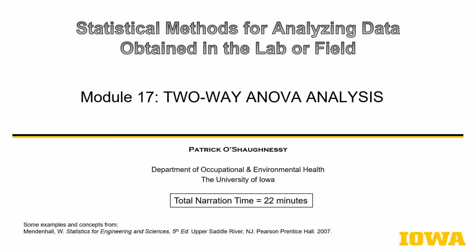Hello, this is Patrick O'Shaughnessy, and this is the 17th module in the series Statistical Methods for Analyzing Data Obtained in the Lab or Field. And here we'll discuss the two-way ANOVA analysis when you have two factors at various levels of each.